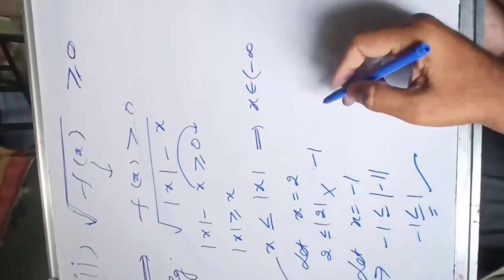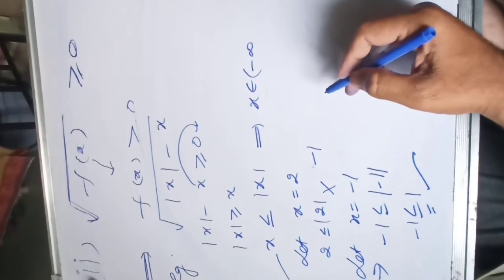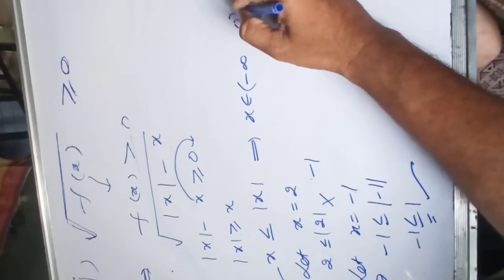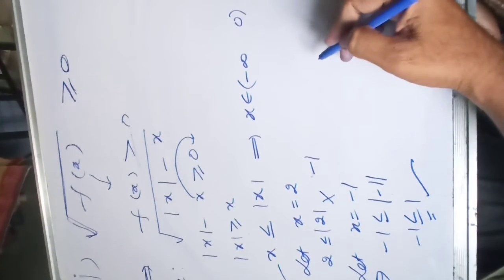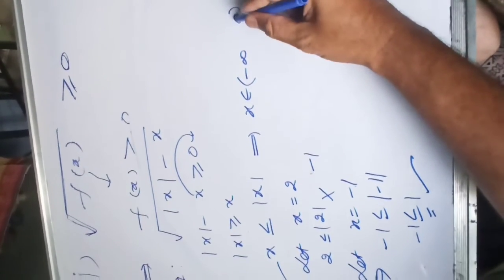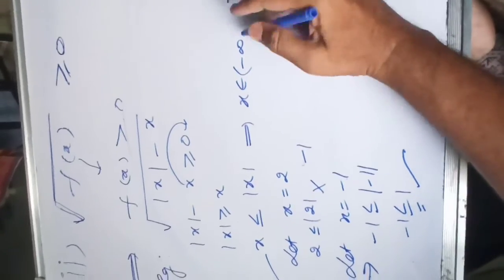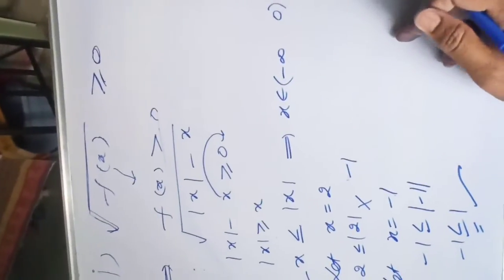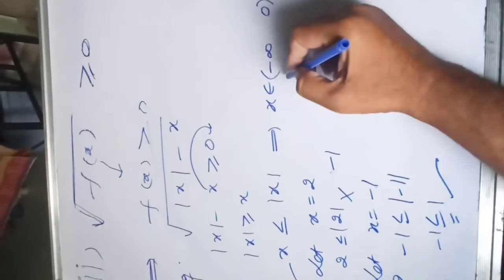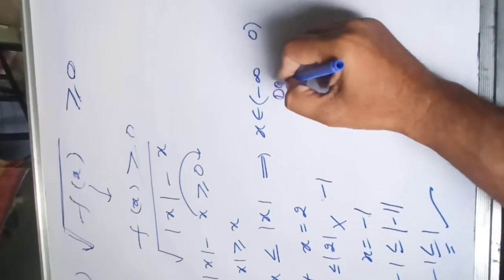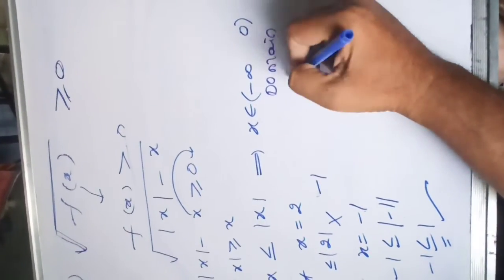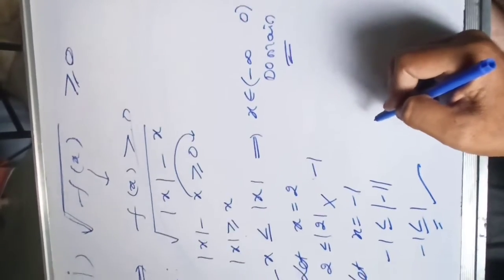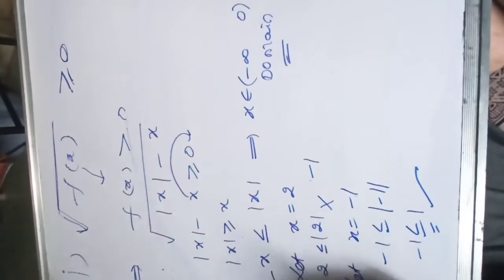So x belongs to minus infinity up to 0. You should not take the 0, only negative values. So it is the open interval minus infinity to 0. This is the domain of this function. Like this we can find the domain of another function.